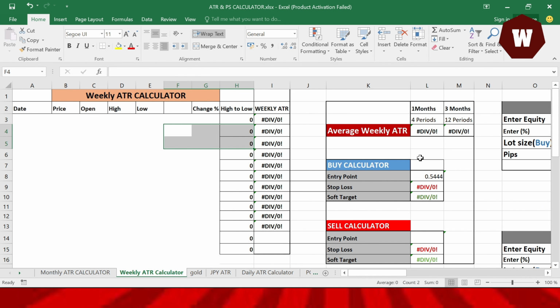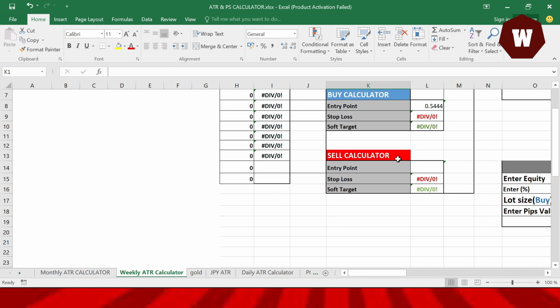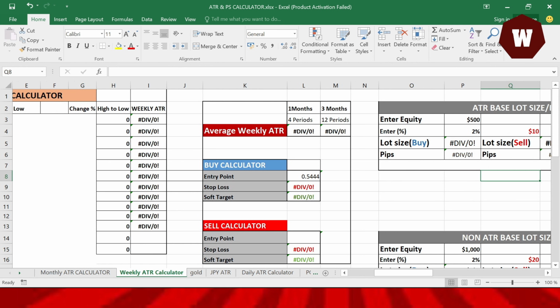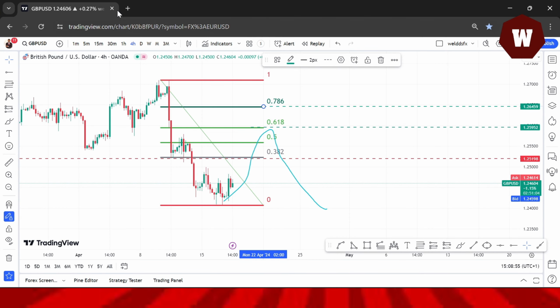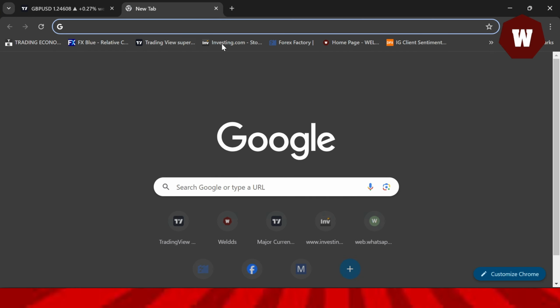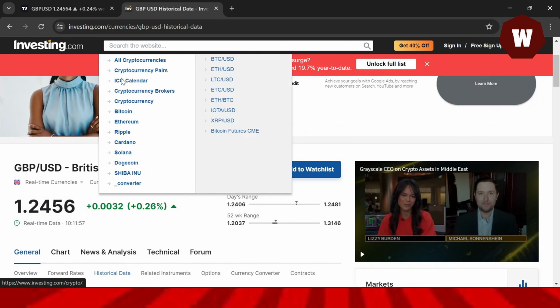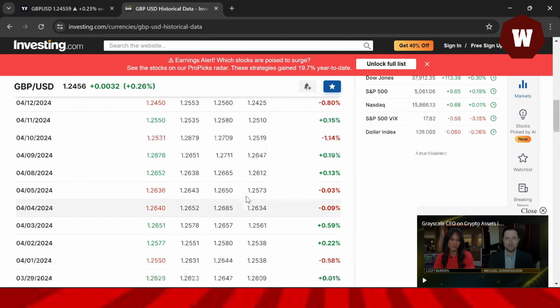I developed what is called the ATR calculator. It calculates where I should place my stop loss, where I should place my take profit, and what lot size I should use based on the equity that I have. Maybe if you have something like 5,000, I do this calculation based on the volatility, how much every particular currency moves every day. So what I will just do is go to this website, investing.com. This is one of the most reliable methods to set stop loss and take profit.